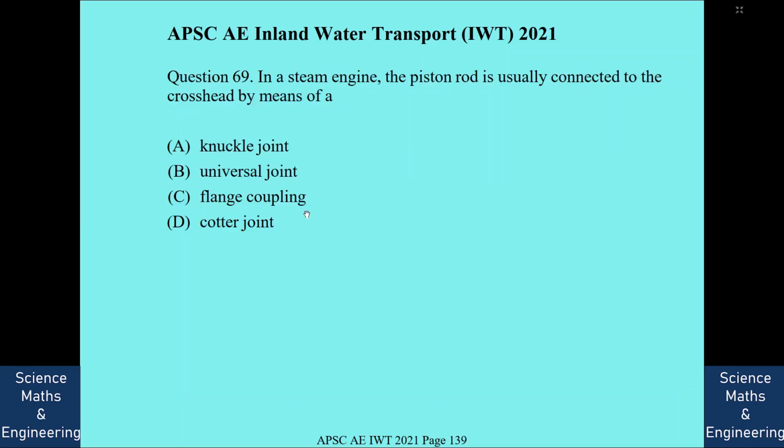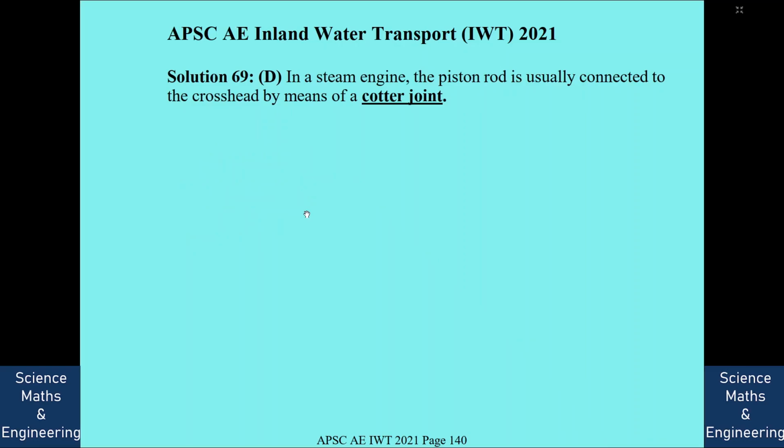Okay, next. In a steam engine, the piston rod is usually connected to the cross head by means of A, knuckle joint, B, universal joint, C, flange joint, or D, quarter joint. So the answer is, they are connected by means of a quarter joint.